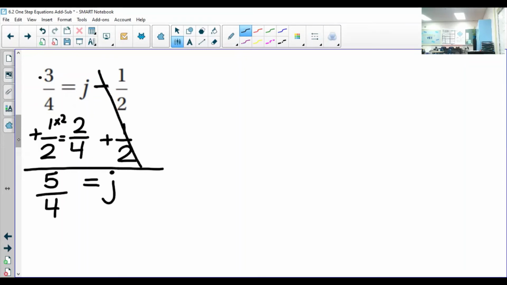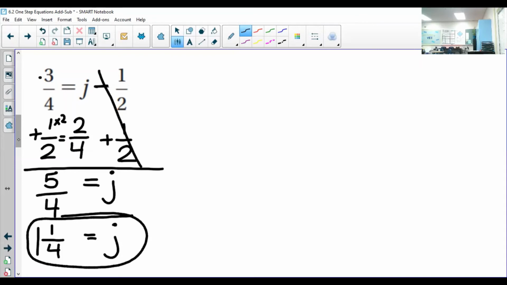Can I keep an improper fraction? No, I'm gonna have to turn that into a mixed number. So I just ask myself, how many times does 4 go into 5? Once. And how many are gonna be left over? 1. And then keep the 4 on the bottom. And this here would be the answer we were looking for. So fractions really are the exact same. Just remember when you add and subtract fractions, you have to have a common denominator.